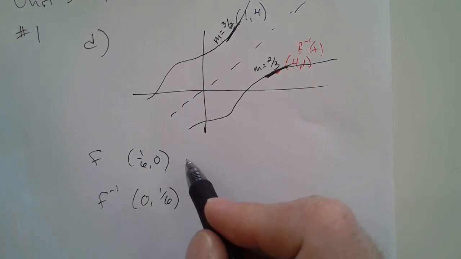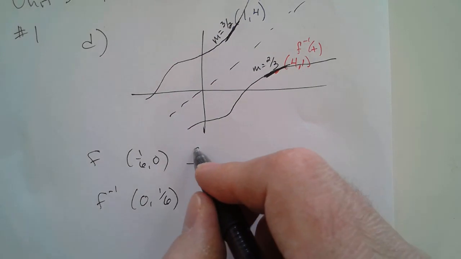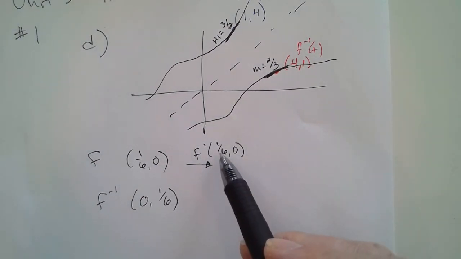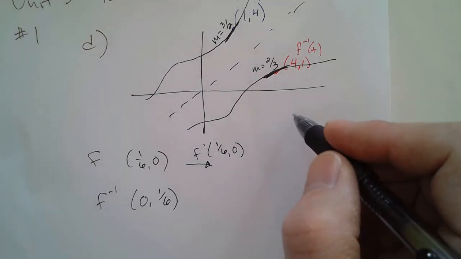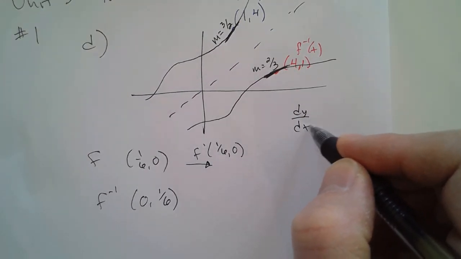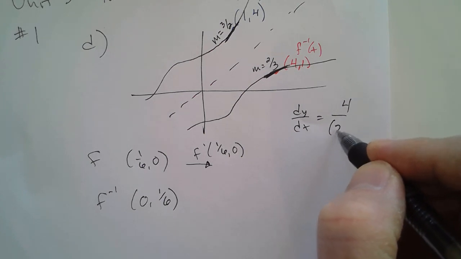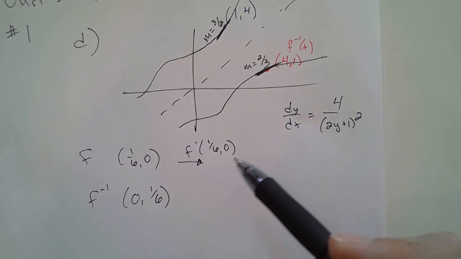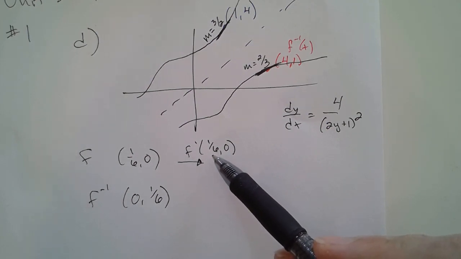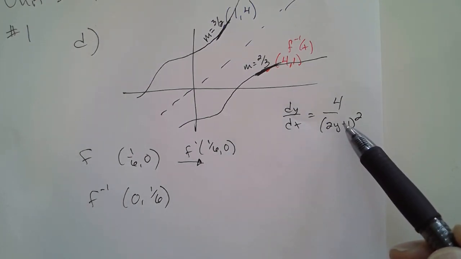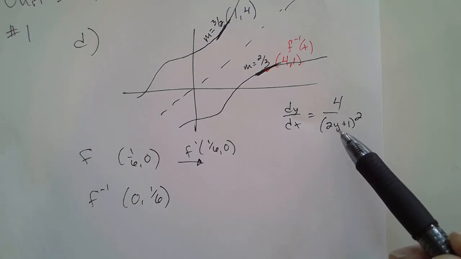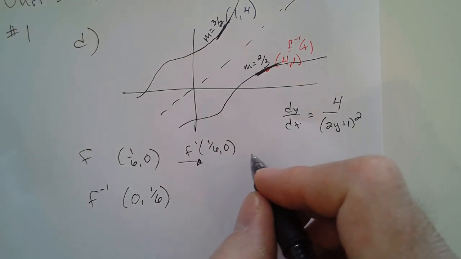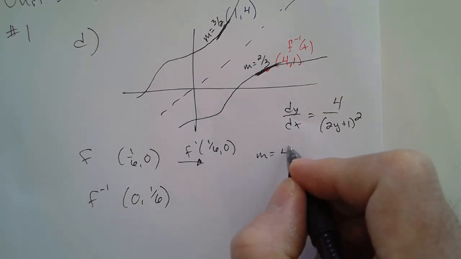Okay, we can find the slope at 16 comma 0 by just plugging x and y into our differential equation. It's given to us to be 4 over (2y plus 1) squared. There's actually no input for x. But if you plug 0 in for y, I get 4 over 1, so I get 4. Okay, so the slope is 4 there.